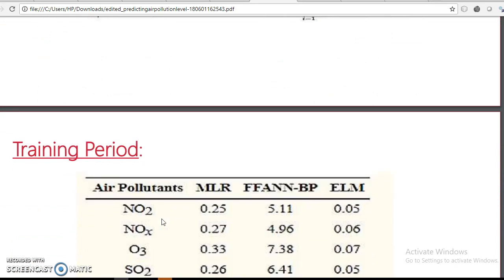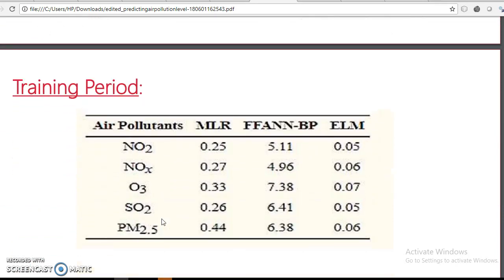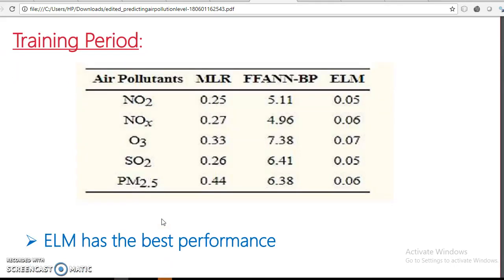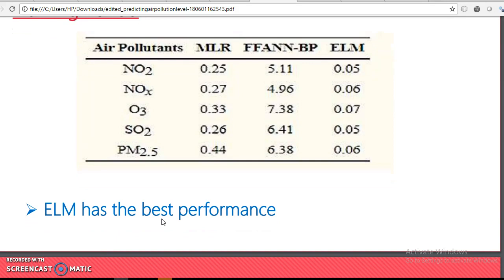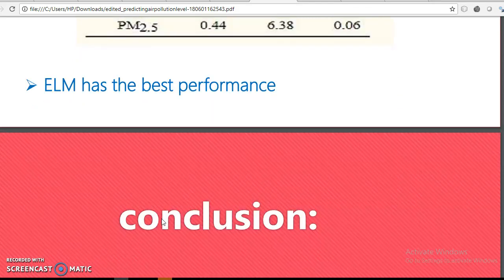And lastly, we go to the training period section, and here are the air pollutants and all the three models, and you can see which concentration is actually high in which model. From this training period, we can easily pick that ELM is the best performing method, the extreme learning method. We can see that ELM is the best method because we have a very low air pollutant concentration here compared to the other ones.